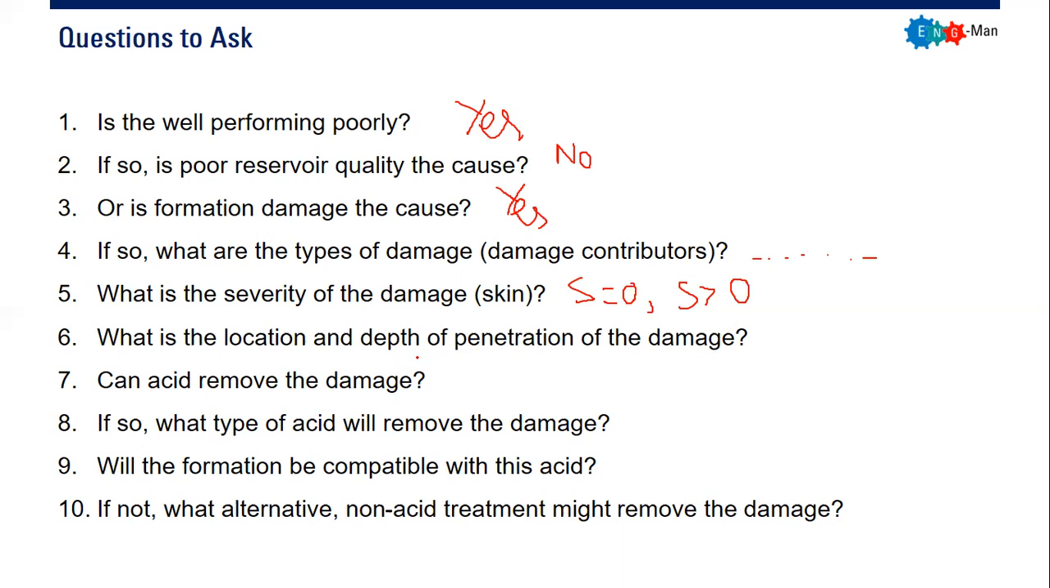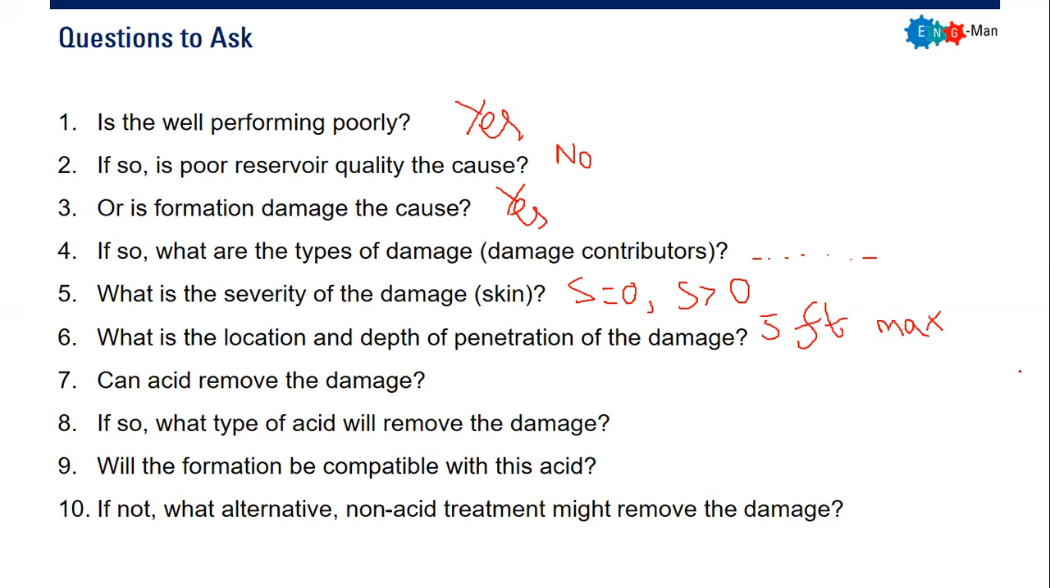What is the location and depth of penetration of the damage? All right, so first, we want to acidize our well. And you need to know that because of the reaction involved during the acidizing, the depth of penetration will not be too far from the wellbore. Okay, it will be within several feet, right? Maximum. It can be from inches to several feet. Maybe we can say up to 5 feet, max.